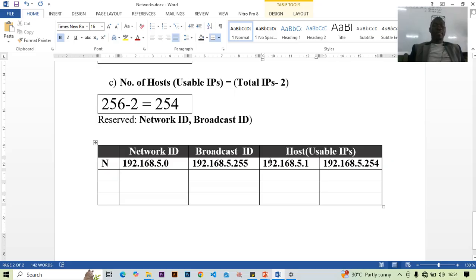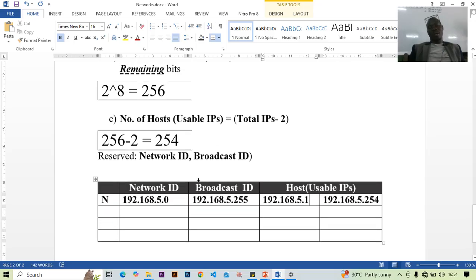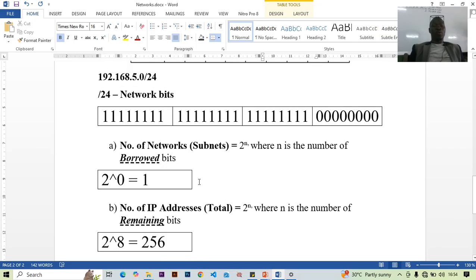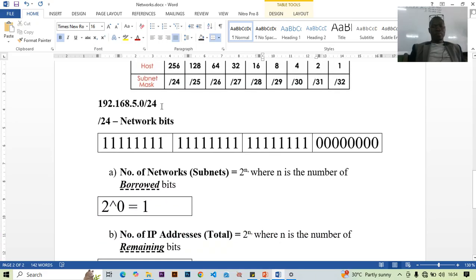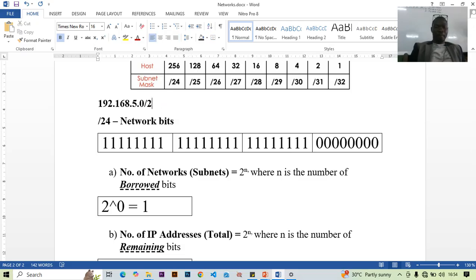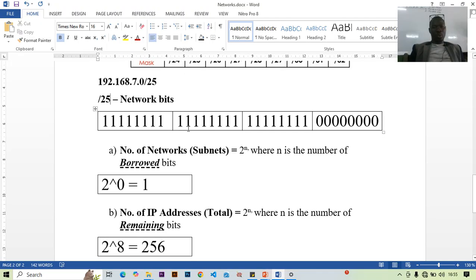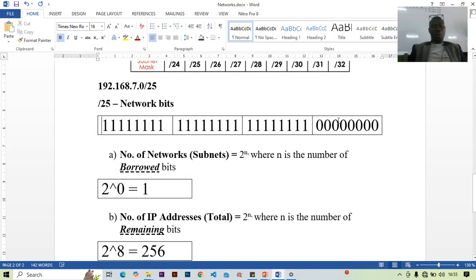So this is basically how we subnet. This is a simple illustration of how that is done. Now, we have another example, this time around, which has a /25. This is maybe 2 to the power 7. The previous one had /24, which means it had 24 network bits. But now, /25 simply means we have 25 network bits.